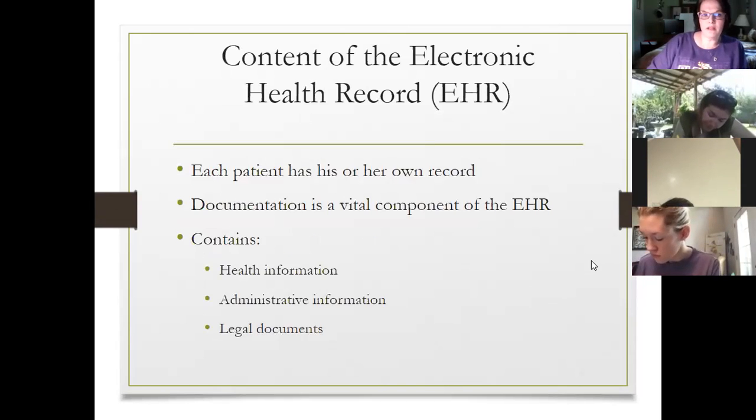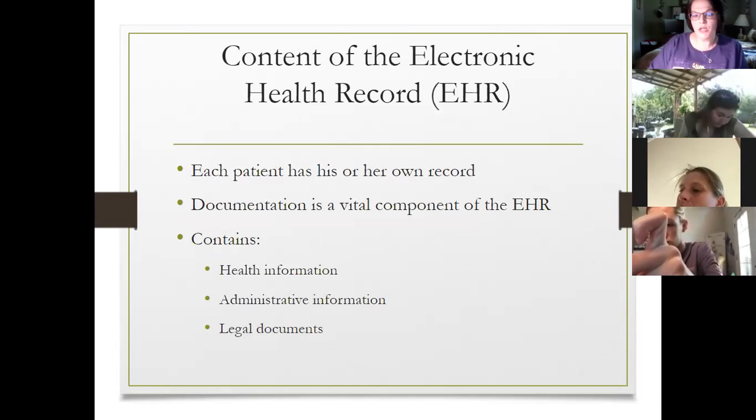The content of the electronic health record. EHR stands for electronic health record. So many times you're going to be seeing EHR and not electronic health record.